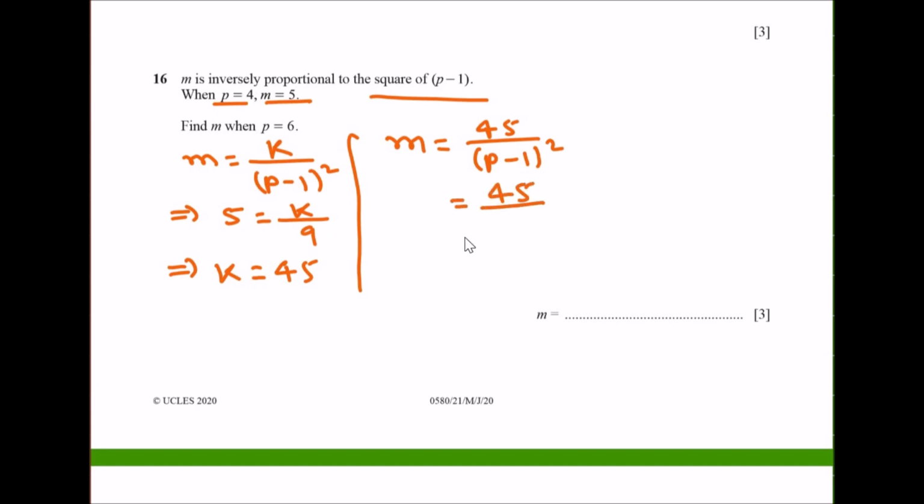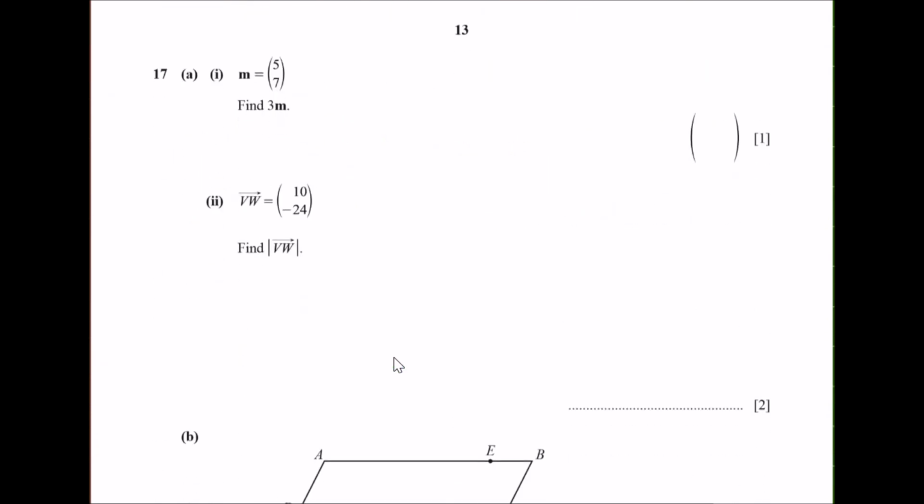Now 45, P value is known. It is given here 6. So 6 minus 1, 5. 5 square is 25. So put here 25. If you simplify, we get 9 by 5. So m equal to 9 by 5, or you can write 4 whole 1 by 5. Both ways you can write the answer. So we are done with this. Okay. Here is the next question.